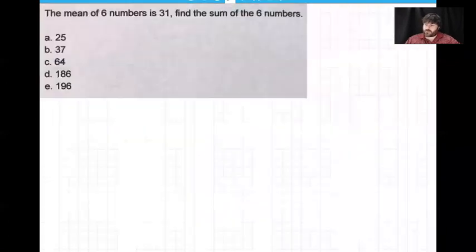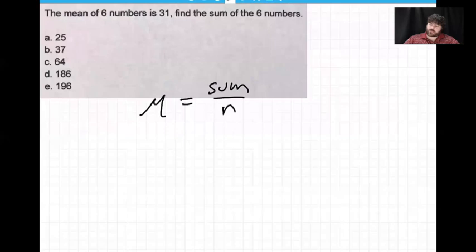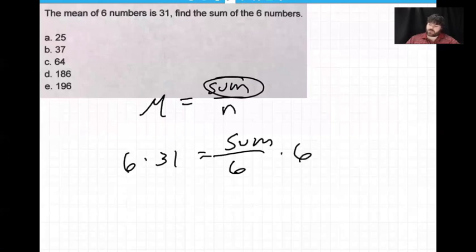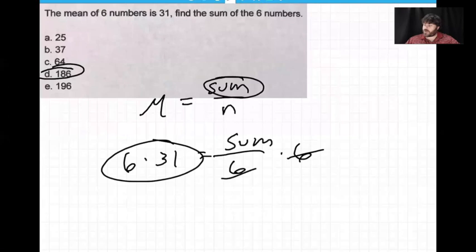The mean of 6 numbers is 31. Find the sum of the 6 numbers. All right, thinking back, the mean is the sum divided by the number of numbers. It's asking us for the sum, which means we must know the mean and then the n. So 6 numbers, so n is going to be 6, and the mean is 31. How do I solve for sum? I just multiply both sides by 6. The sum is just 6 times 31, which is 186. So answer choice D.